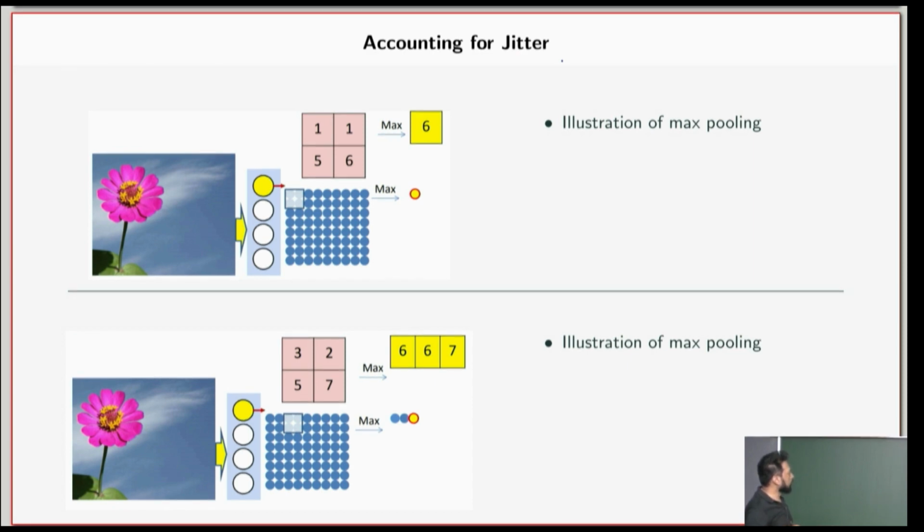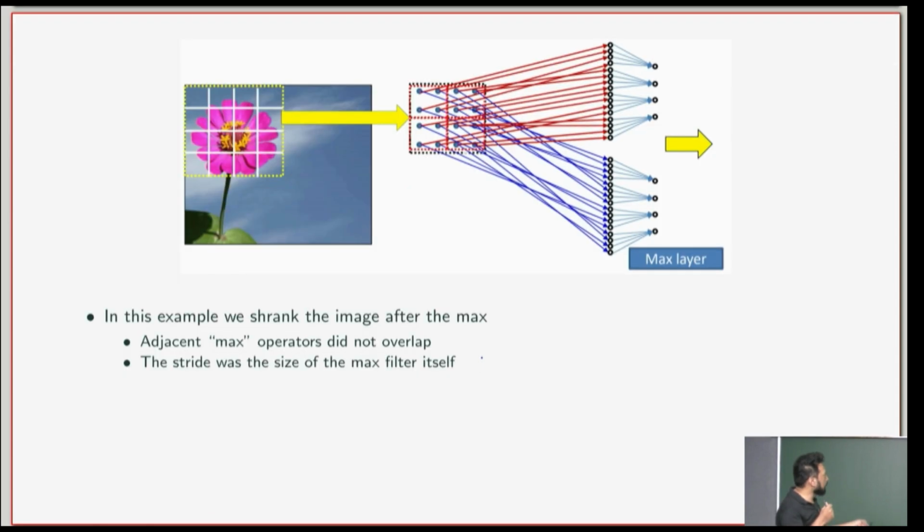Looking at this, it seems like it produced 3 outputs, so it seems like it was with stride 1. The first would have been the max pooling of this one. It produced 6, and then there was this one, and then finally this white box here. So again, depending on the stride, the output will be reduced. In this example, we shrank the image after the max.